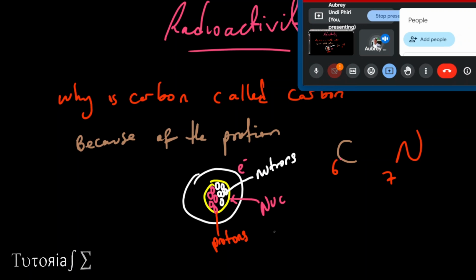Now the sum of the protons plus the sum of the neutrons gives us the mass of an element. On the periodic table, you find the proton number and then down there the mass. So for you to have a mass, you need a certain number of protons plus the neutrons.